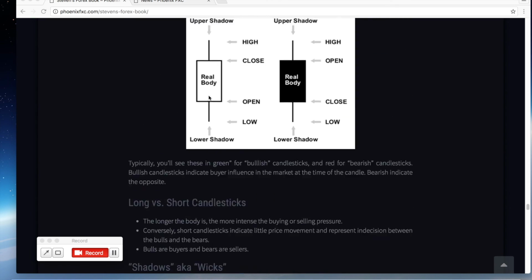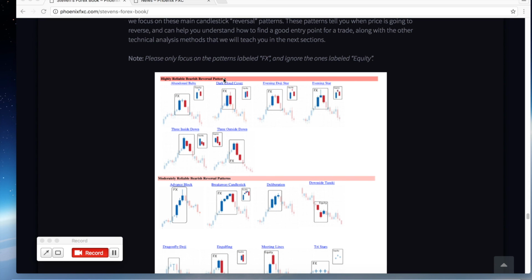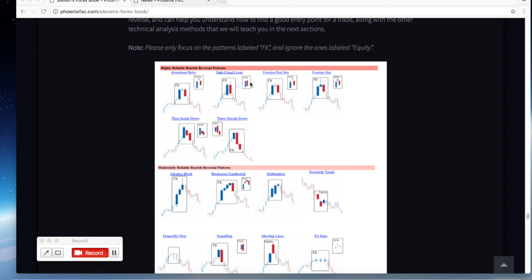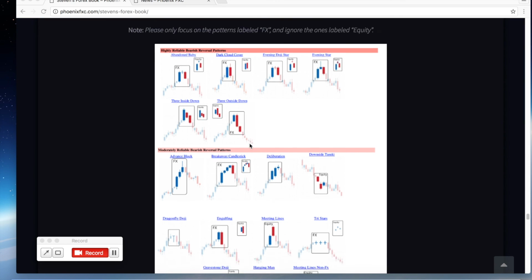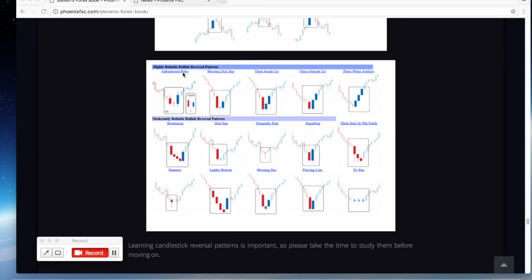So let's move on into candlestick patterns, because that's a good one. These right here, highly reliable bearish reversal patterns. Ignore the equities. That's for equity trading. You want to pay attention to the FX. So you see abandoned baby, dark cloud cover, evening doji star, evening star. These ones right here I see a lot. 3 inside down and 3 outside down. And then these are some moderately reliable bearish reversal patterns. Most of these are still pretty reliable, like engulfing, dojis, hanging mans. A lot of these gravestones, a lot of these are still very reliable. These are some highly reliable bearish reversal patterns.